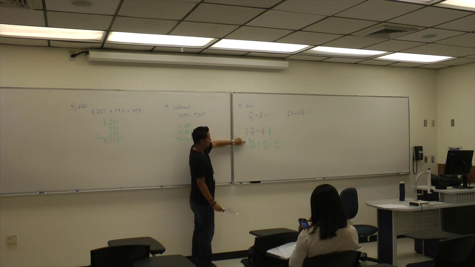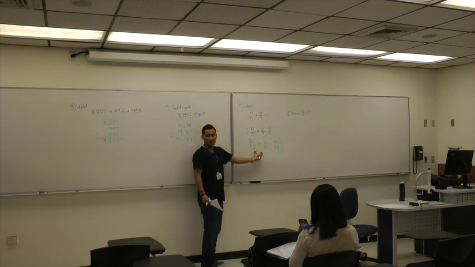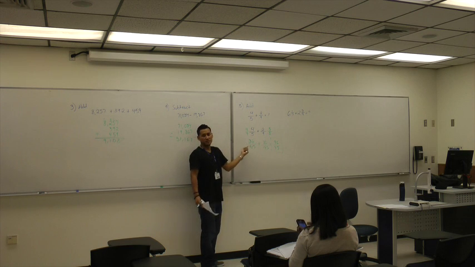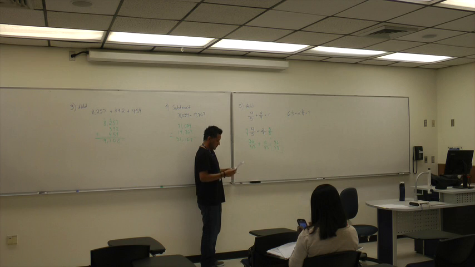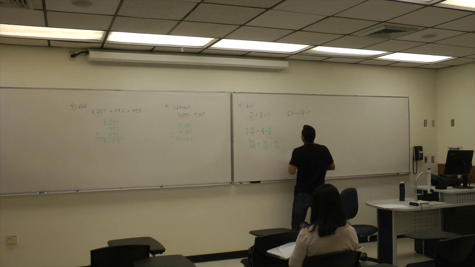9 times 4 would be 36. 9 times 5 would be 45. We have an addition, plus 2 times 5 would be 10, and 9 times 5 would be 45. Now you have the same LCD, right? So you can just add the numerators. 36 plus 10 would be 46. So you have 46 over 45.